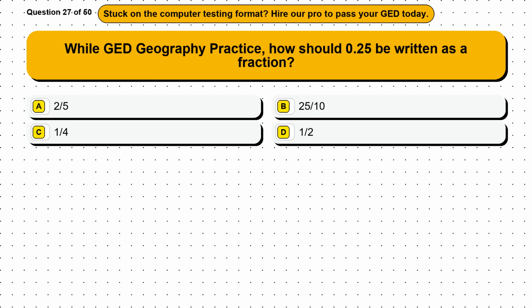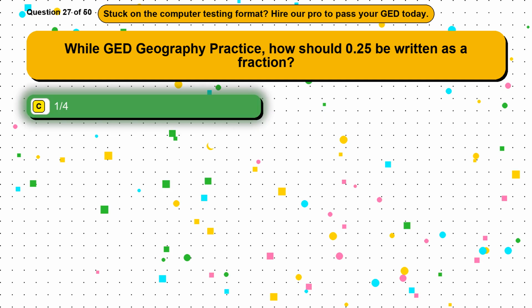Question 27. While GED Geography Practice, how should 0.25 be written as a fraction? Option A 2/5. Option B 25/10. Option C 1/4. Option D 1/2. The correct answer is option C. 1/4.